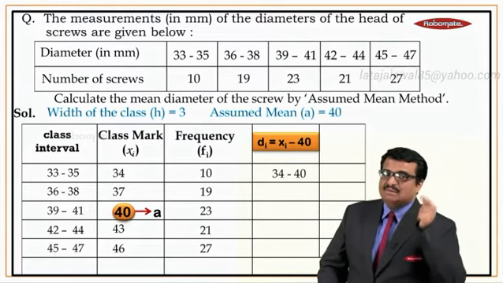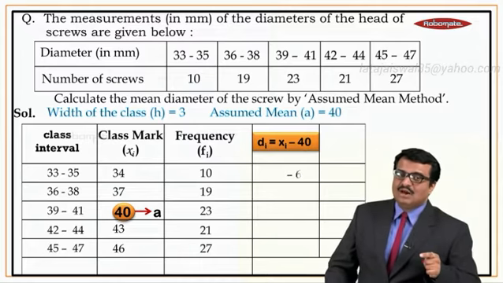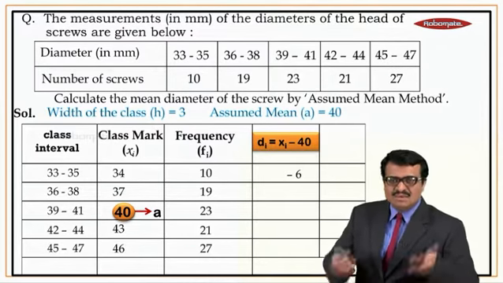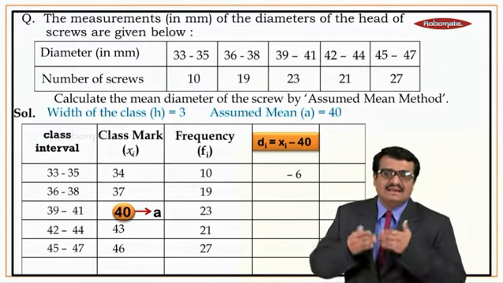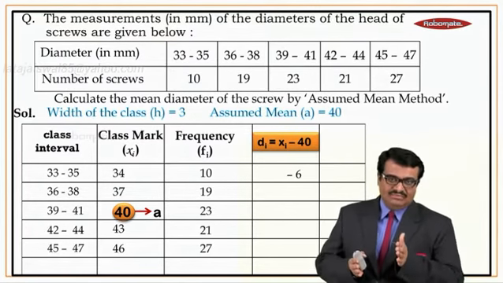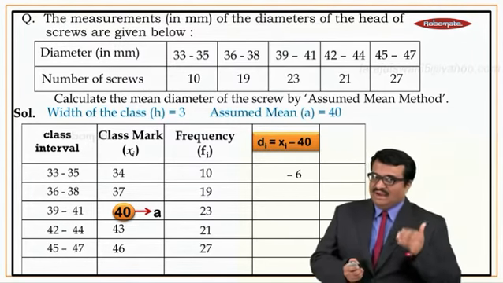So first di will be 34, that is xi, minus 40. 34 minus 40, how much is that? Minus 6. Similarly, the next di will be what? Xi minus a. What is the second xi? 37 minus 40. 37 minus 40, how much is it? Minus 3. You will go on getting it like this.